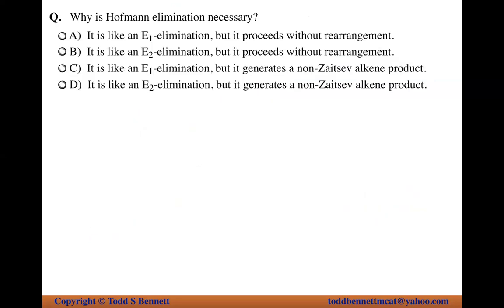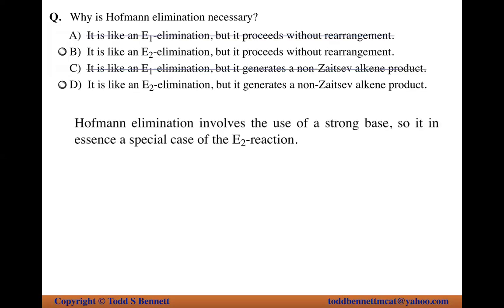Okay, so the Hofmann elimination, why is it necessary? Well, you want an E2, not an E1. So E1 would be with rearrangement, so I can get rid of those choices. So it's E2 because we're using a base under basic conditions, but you don't really want rearrangement. That's not going to happen with E2 anyway.